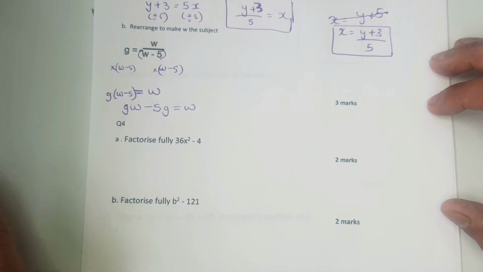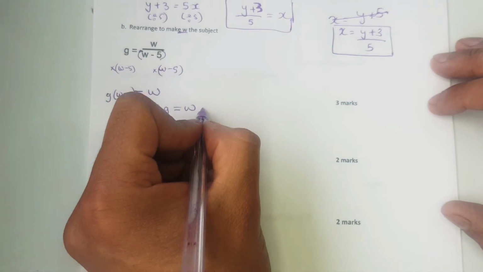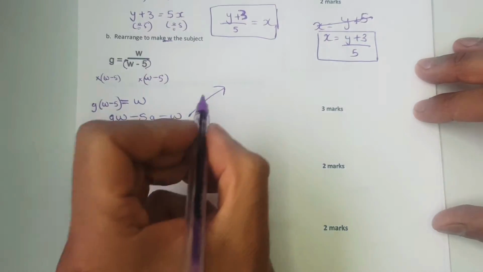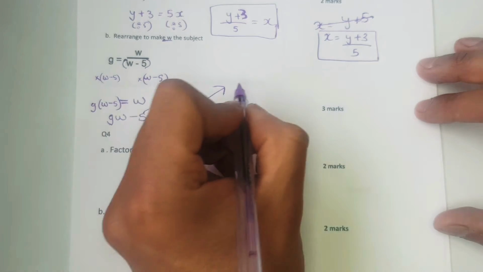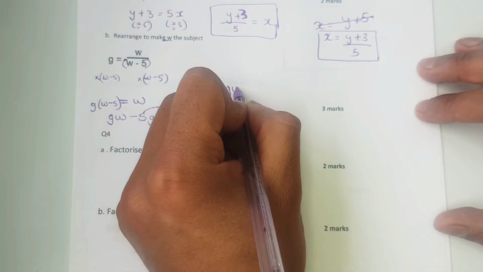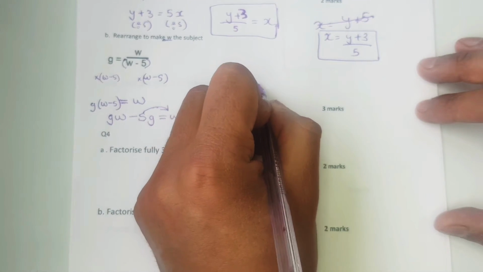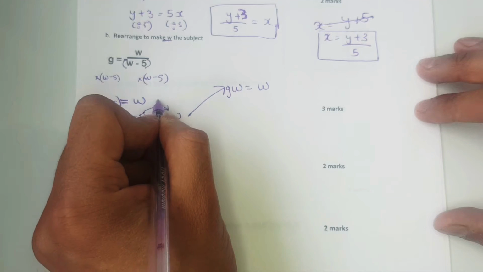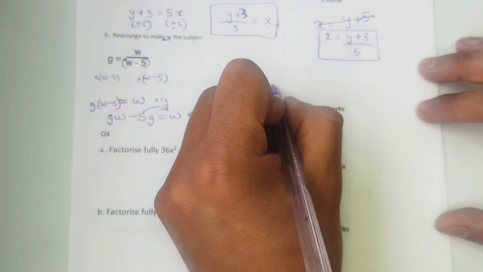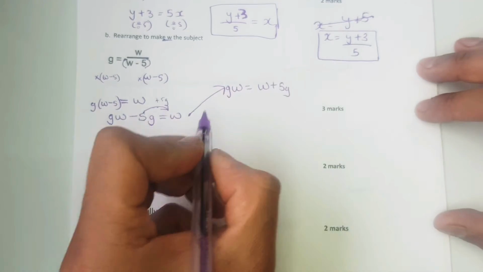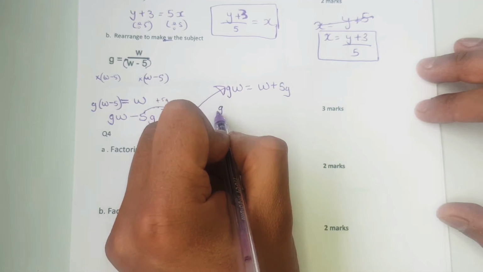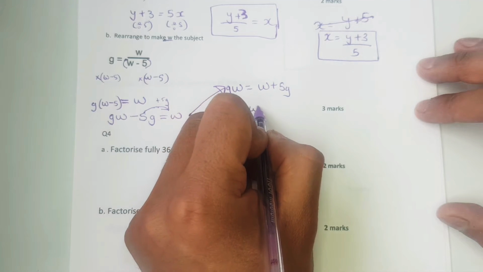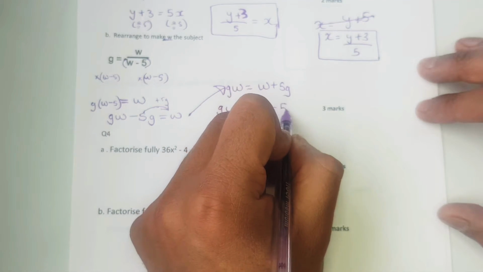Now the next part, the question is asking you to find out what w is. So we're going to collect all the w's together. If I move this 5g to that side by adding 5g to both sides, I'm left with gw is equal to w plus 5g. Then I'm going to get this w onto this side, so they're all together. gw take away w equals 5g.